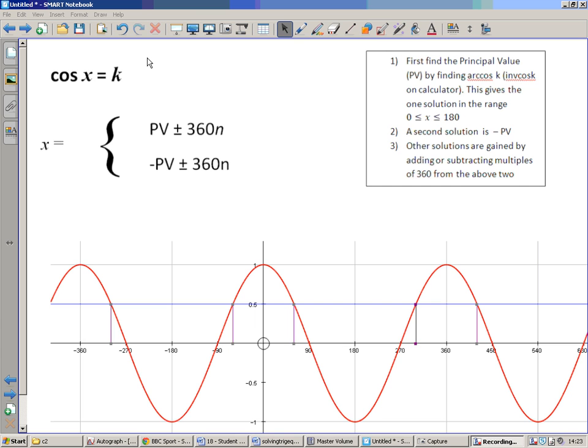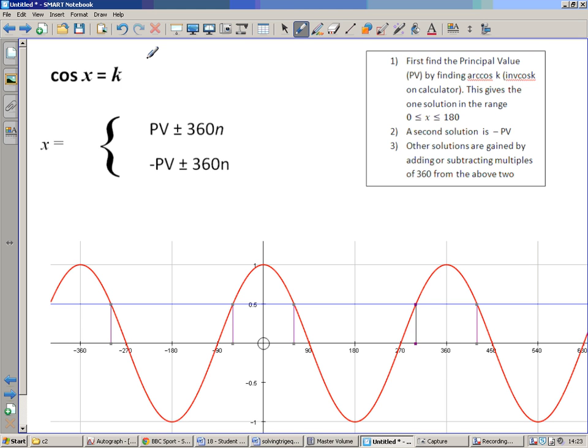So, second part, looking at graph equations of the form cos x equals k. Notice that the formula is different now. No longer 180 minus PV as with the sine graph, but it's just minus PV. That's not surprising because, of course, the cos graph is different. It has this symmetry about the x-axis. It doesn't start at 0, 0, it starts at the top, so we wouldn't expect the formula to be the same.